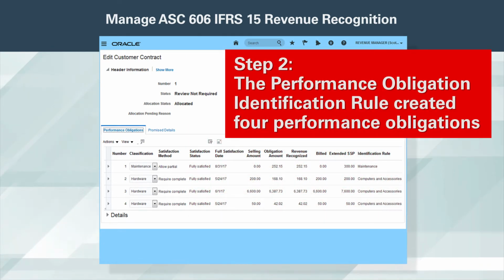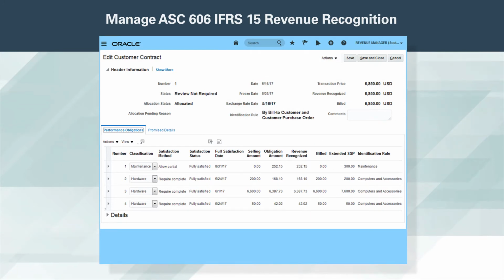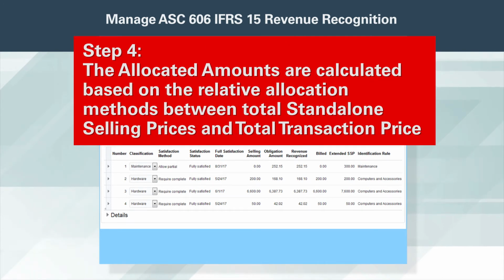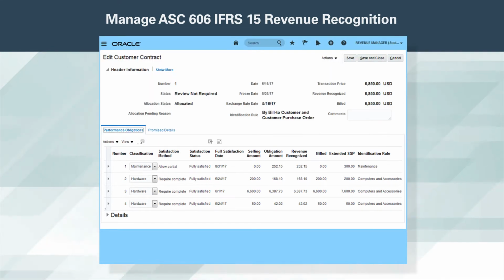Step 2. The Performance Obligation Identification Rule created 4 performance obligations by grouping the data using a source system attribute. Step 4. The allocated amounts are calculated based on the relative allocation method between total standalone selling prices and total transaction price. The system support classification maintenance is the implied performance obligation that is always offered and not tracked in the sales systems. It is free and therefore its selling amount customer-facing price is 0. A revenue value is allocated to it in accordance with the standard.